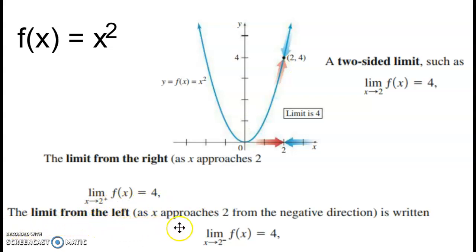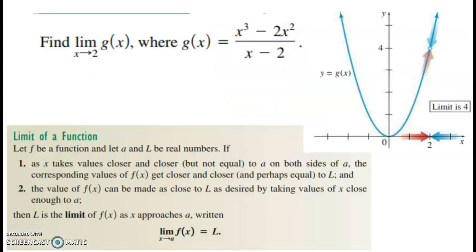We also notice that the limit as x approaches 2 from the left, as I'm approaching from 0, 1, 1.5, the closer I get to 2, the closer my y value gets to 4. Since the limit as x approaches 2 from the right is 4, and the limit as x approaches 2 from the left is 4, that means we don't need to put a plus or a minus. We can just simply say the limit as x approaches 2 of this function is 4. And it does have a two-sided limit. The left and the right equaled each other. Okay, so we just have to get used to that notation a little bit.